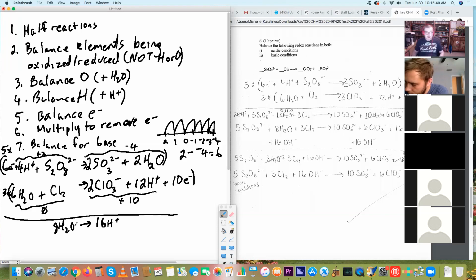So 3 times 6 is 18. That's right here. And then over here we've got 5 times 2, so that's 10. So that's why we're left with 8 on the reactant side. Any questions?